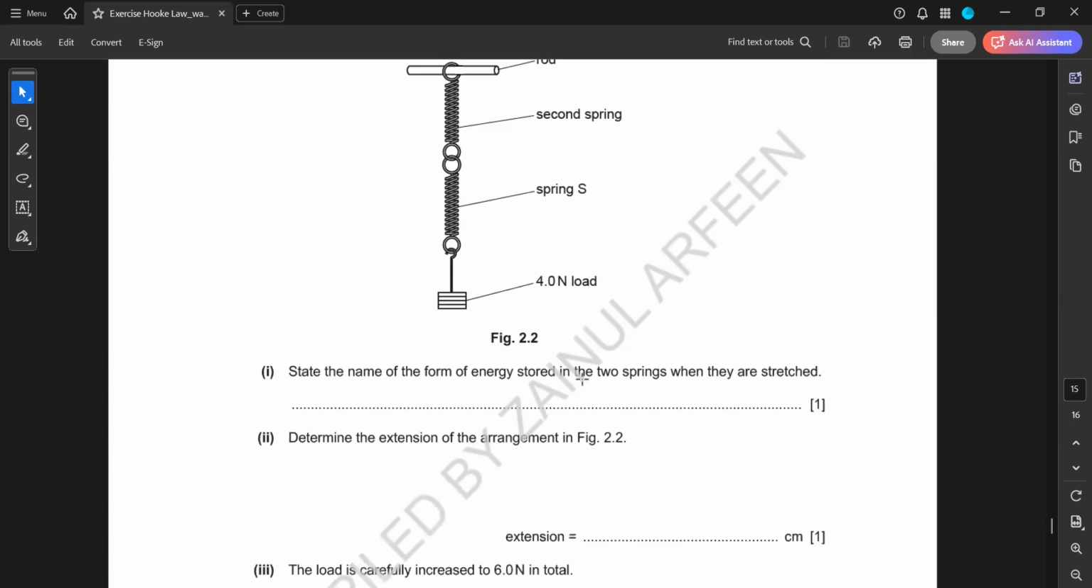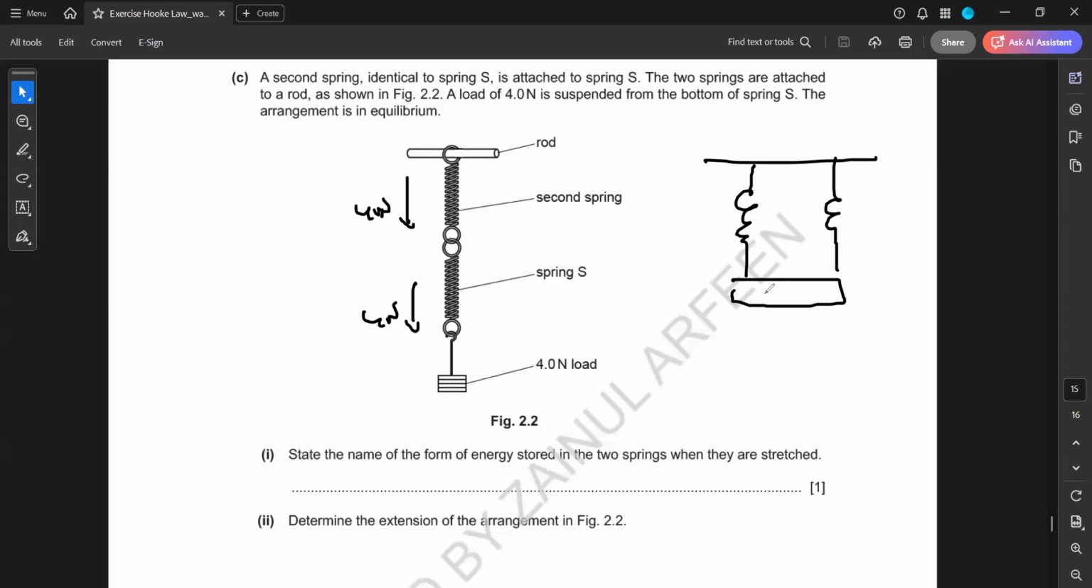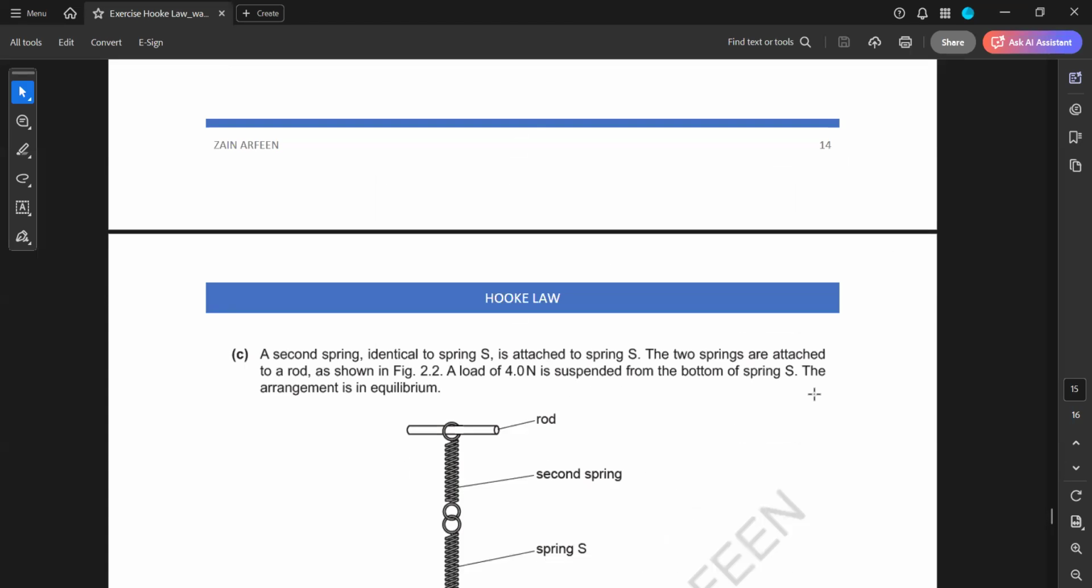Determine the extension. When we attach a load of 4 newtons, this will experience a load of 4 newtons and this will also experience a load of 4 newtons. If they were connected side by side, like this, the two springs with a load of 4 newtons, then this will experience 2 newtons and this will experience 2 newtons. But when they're attached end to end, each spring will experience the same force that is attached. So if we attach 4 newtons, each will experience 4 newtons. So for a load of 4 newtons, we'll find the extension.